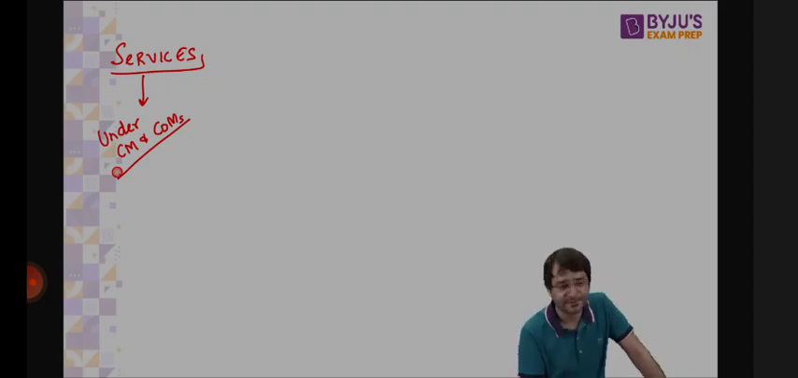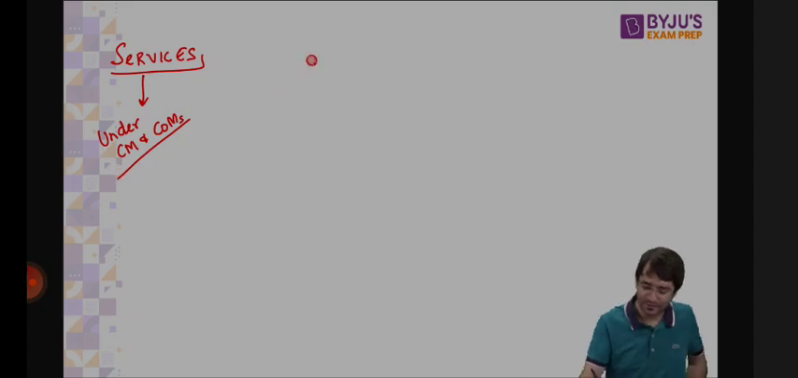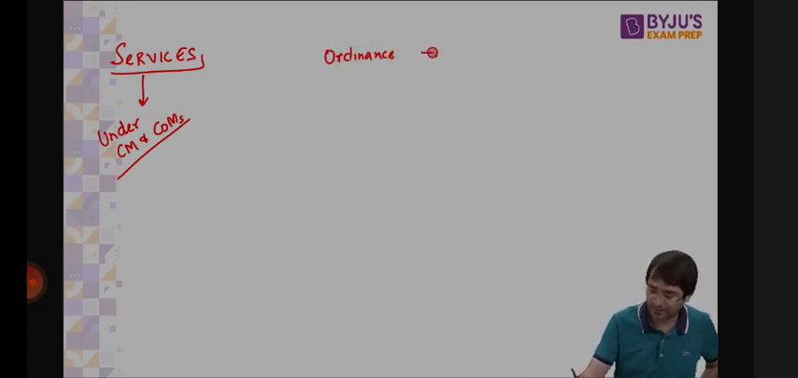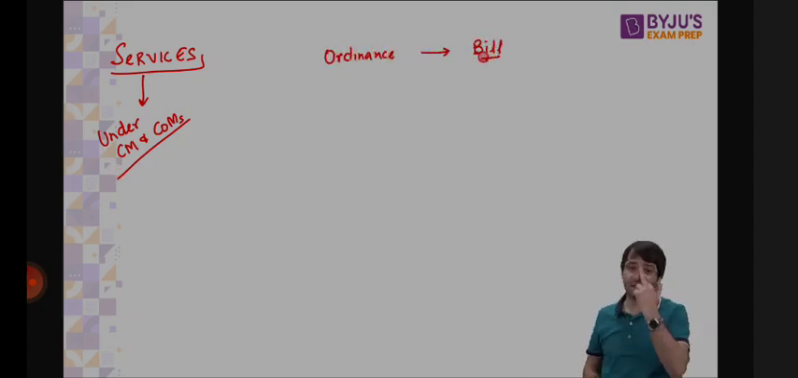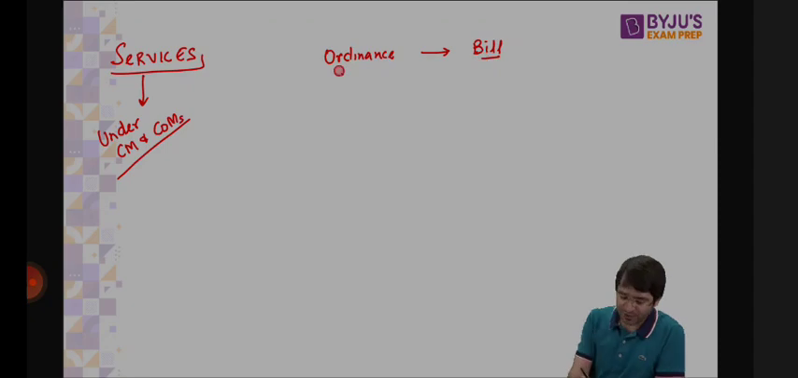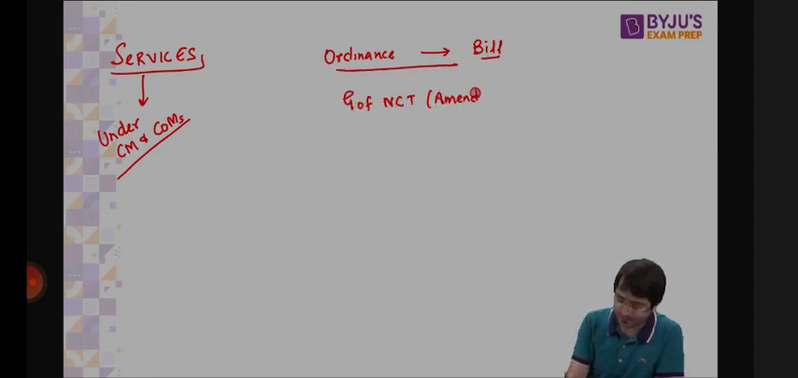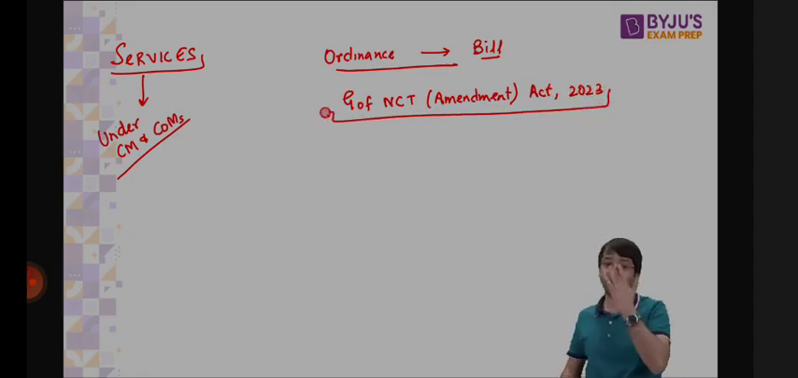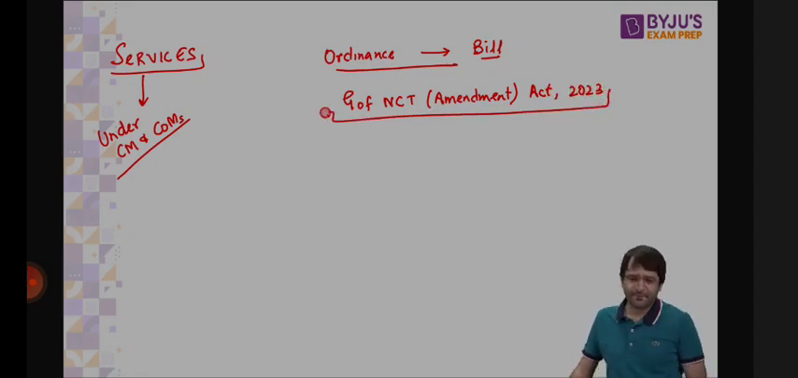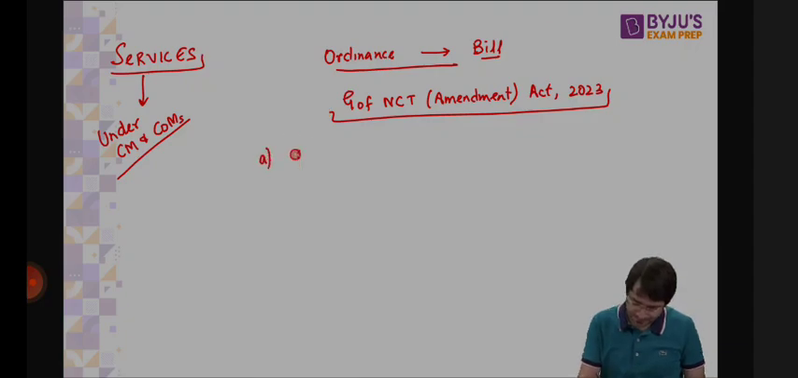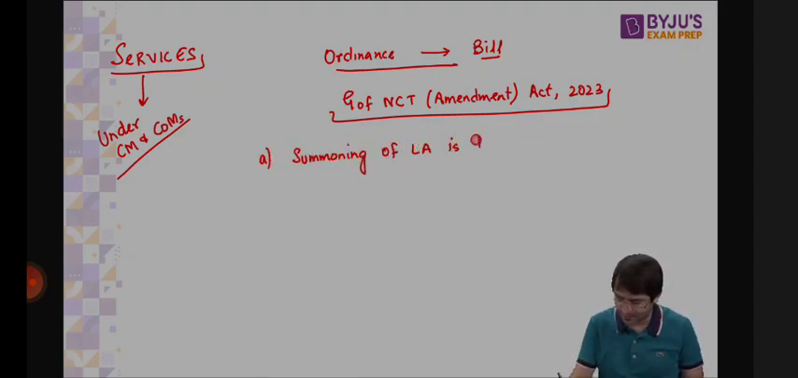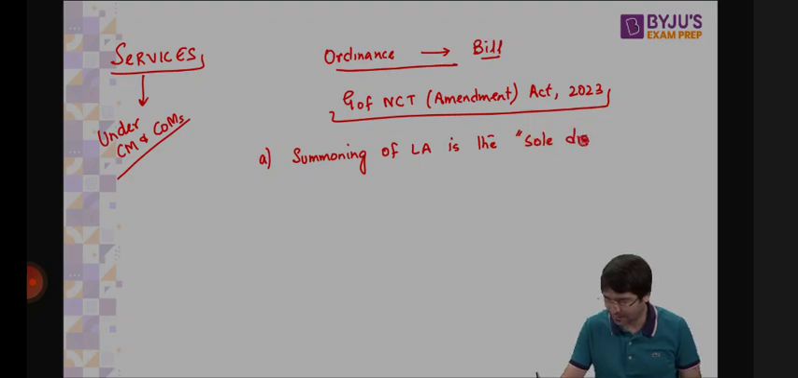The government said, what do we do? First it passed an ordinance. Then once the parliament was convened, that ordinance was converted into a bill. The bill was passed. And what is mentioned in this bill? The Government of National Capital Territory Amendment Bill, 2023, passed after this 5-judge bench decision of the Supreme Court. This law said, summoning of the Legislative Assembly is the sole discretion of the Lieutenant Governor.